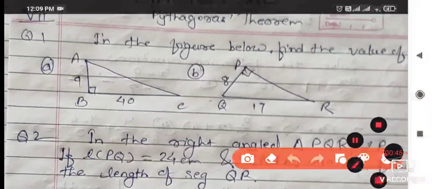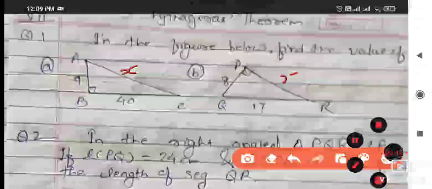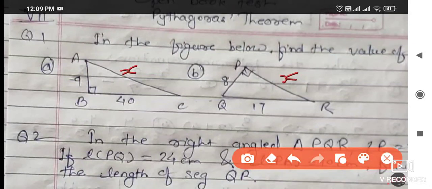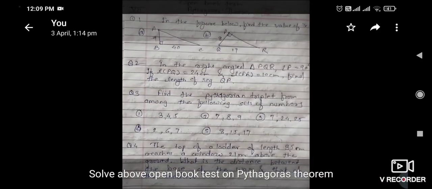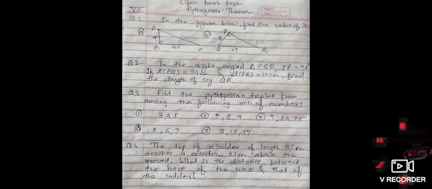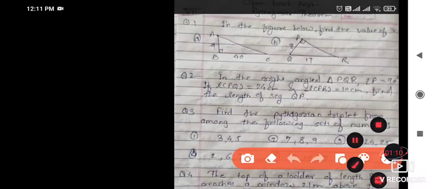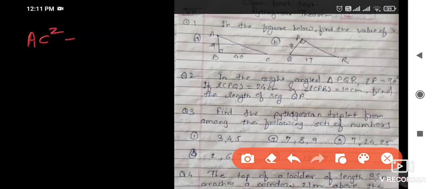So in this figure you have to find x, which is here. I forgot to write it here. In triangle ABC, if you are using the Pythagoras theorem, what is the Pythagoras theorem? Hypotenuse square is equal to side square plus another side square. Here we use the Pythagoras theorem in triangle ABC. So hypotenuse square, meaning AC square, is equal to AB square plus BC square.